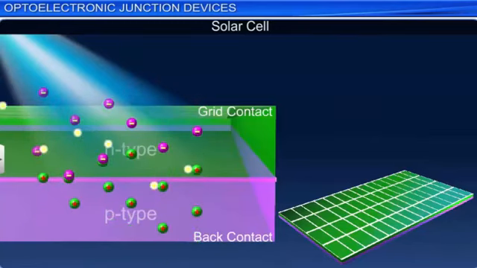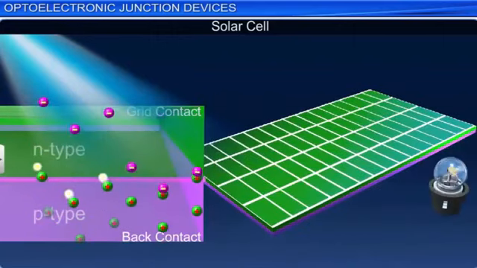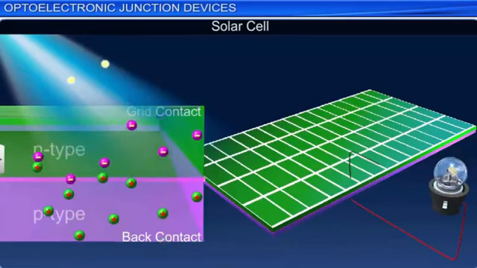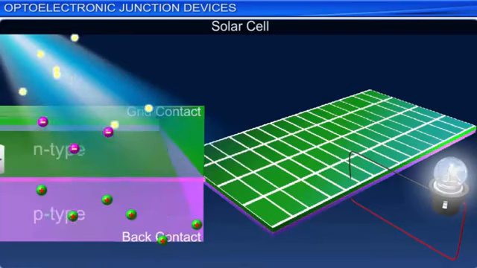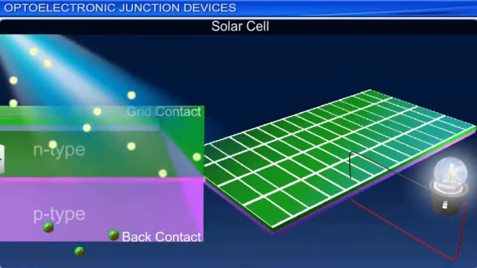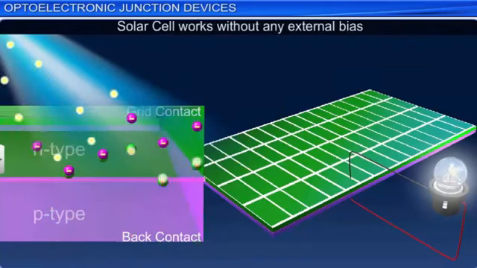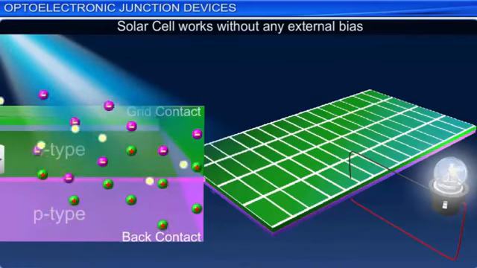This collection of charges makes the back contact positive and the grid contact negative and gives rise to a current when a load is connected between the two. Unlike a photodiode, a solar cell works without any external bias. The large surface area of the p-n junction in a solar cell generates measurable photocurrent, making it a source of electricity.